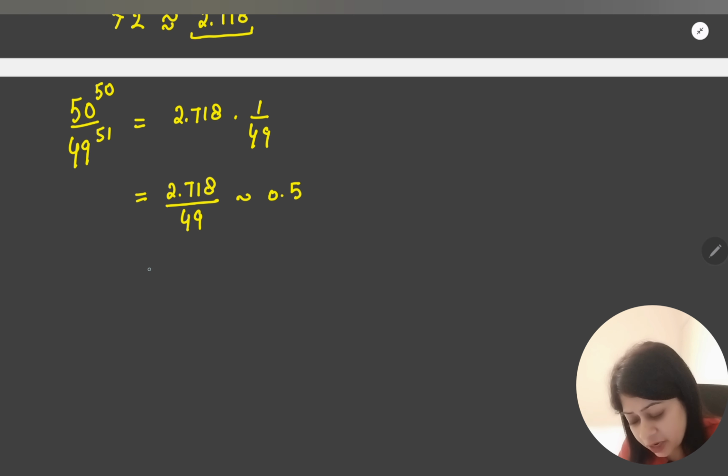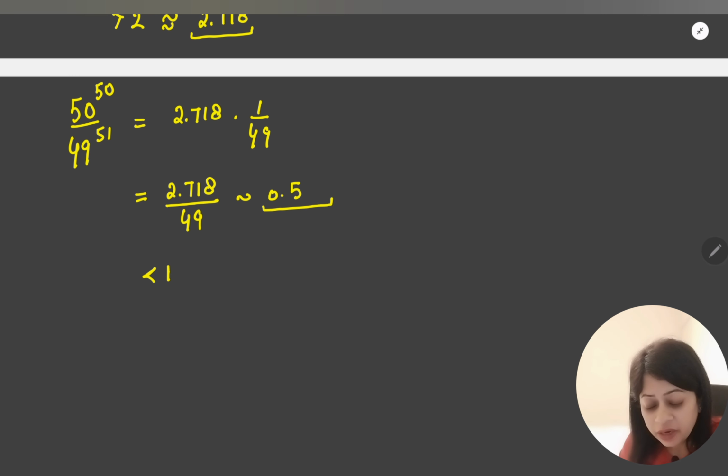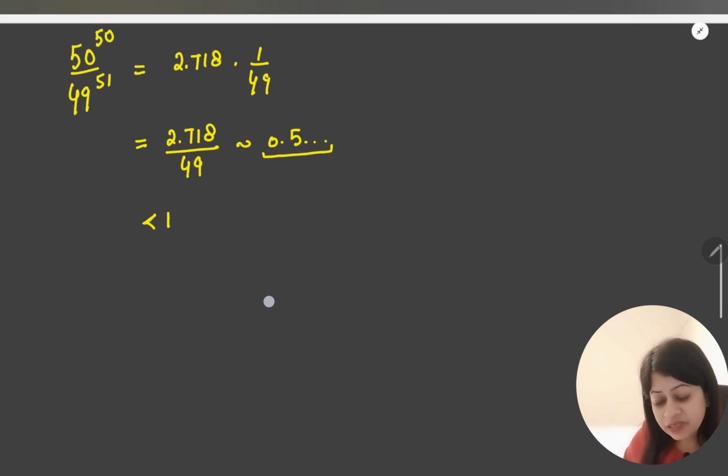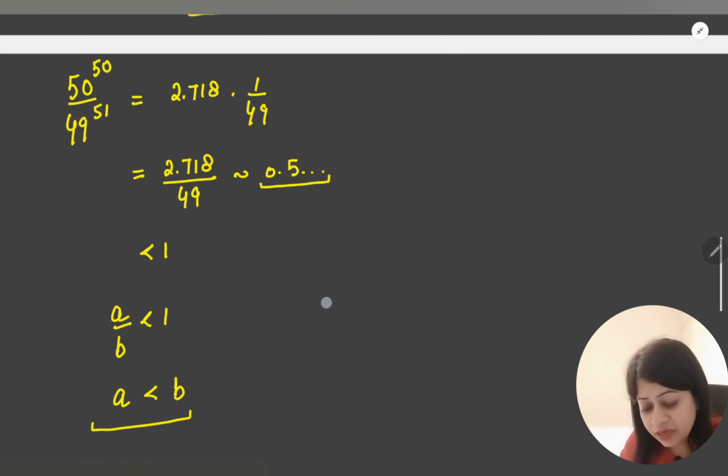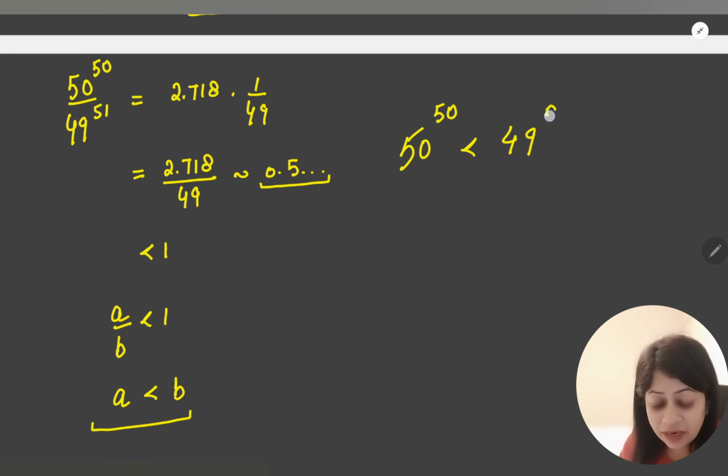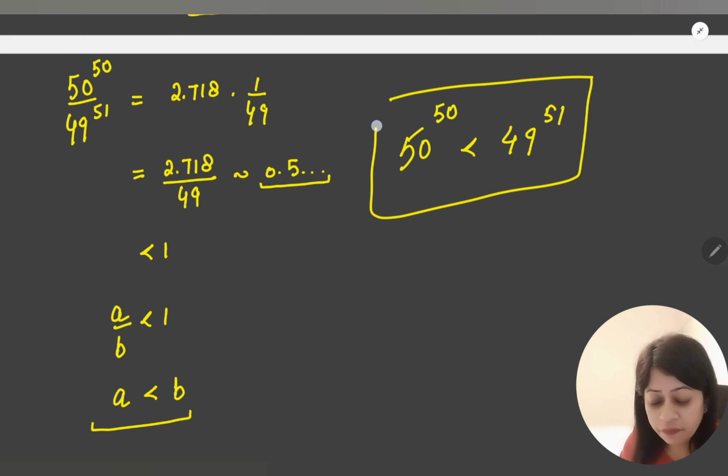So that means whatever we have is less than 1, because it is somewhere equal to 0.55 something. And when A by B is less than 1, you can say A is less than B. That means in our question, 50 raised to power 50 is less than 49 raised to power 51. So this is our answer.